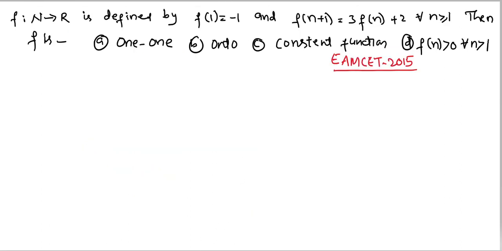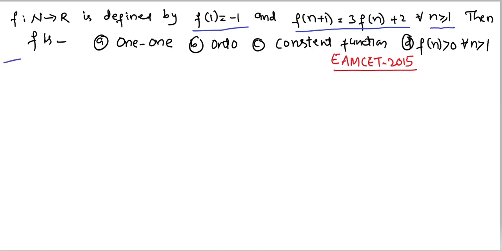f maps N to R is defined by f of 1 equal to minus 1 and f of n plus 1 equal to 3 into f of n plus 2 for all n greater than or equal to 1. Then the function f of x is dash. First option one-one, second onto, third constant function, fourth f of n greater than 0 for all n greater than 1. This is EAMCET 2015 question.